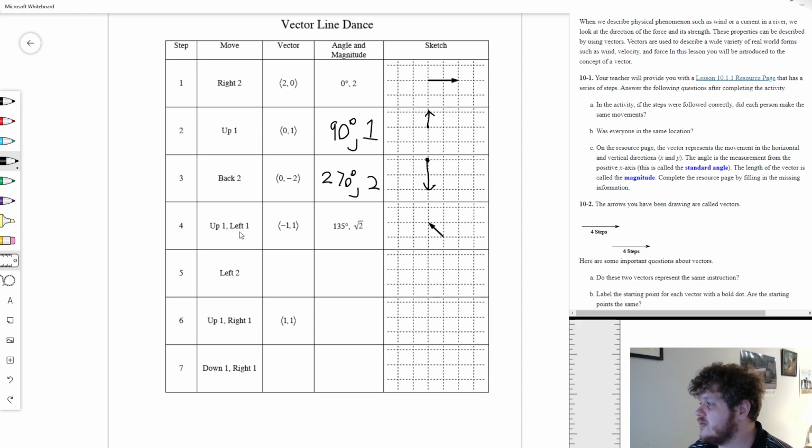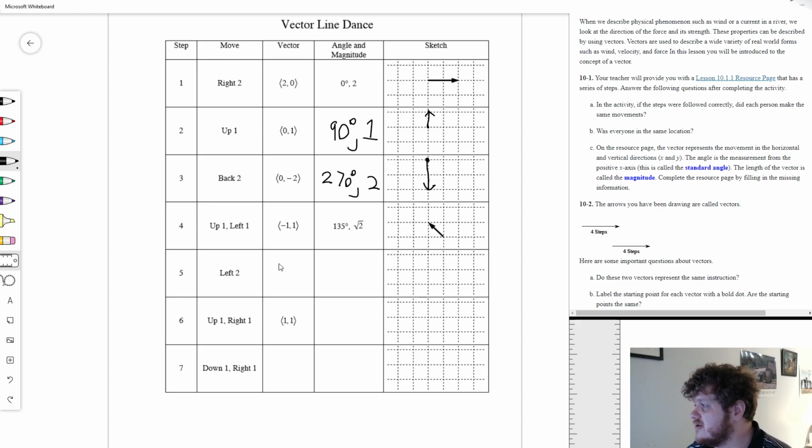Now, in number 4, we go up 1, left 1. So we went in the negative x direction 1 unit and the positive y direction 1 unit. The magnitude would be the distance we displace. Our displacement in this case would be root 2, because we have a little triangle with sides 1 and 1, and the hypotenuse would be root 2.